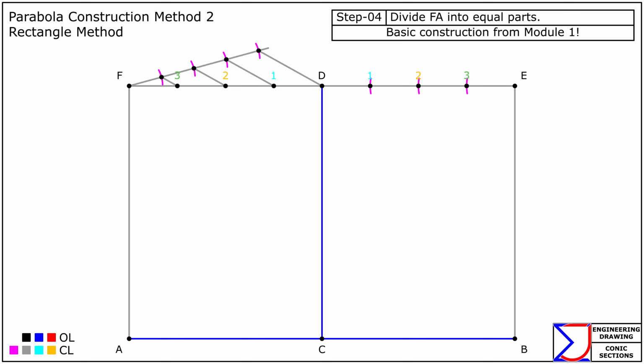Similarly, divide FA into the same number of equal parts and mark the points accordingly, as shown. Then, using the same division length, mark corresponding points along EB.